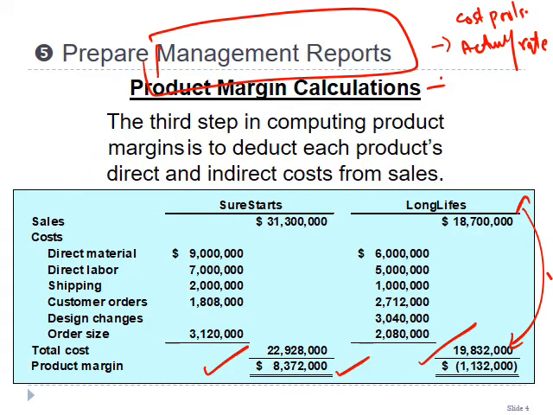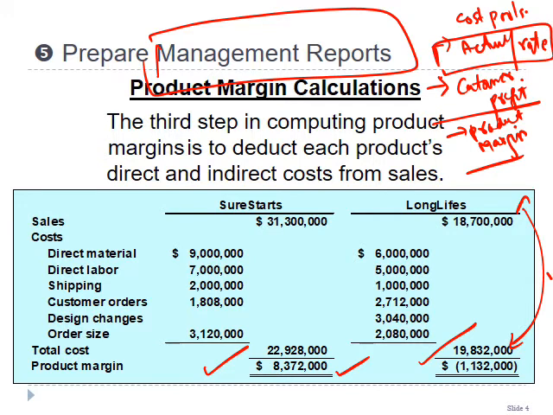From the activity rate we can easily find out how much profit each customer is giving us, and what the product profits or margins are, right? This is how we use our activity rates to find out which product is giving us how much profit or how much loss.